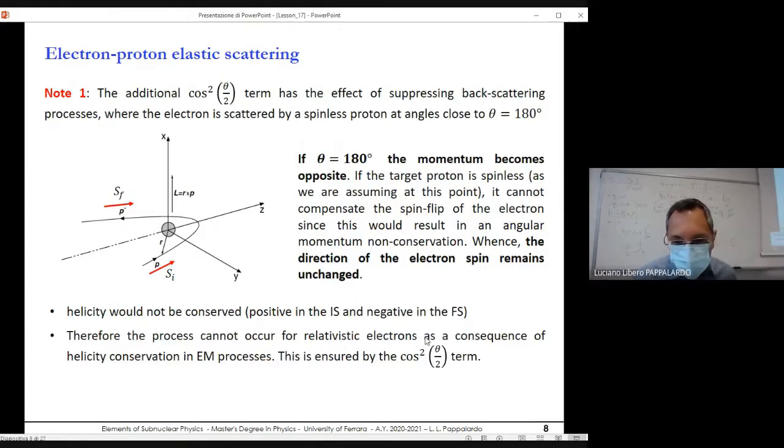So the process cannot occur for a relativistic electron as a consequence of helicity conservation in electromagnetic processes, and this is indeed guaranteed by the cos² θ term.